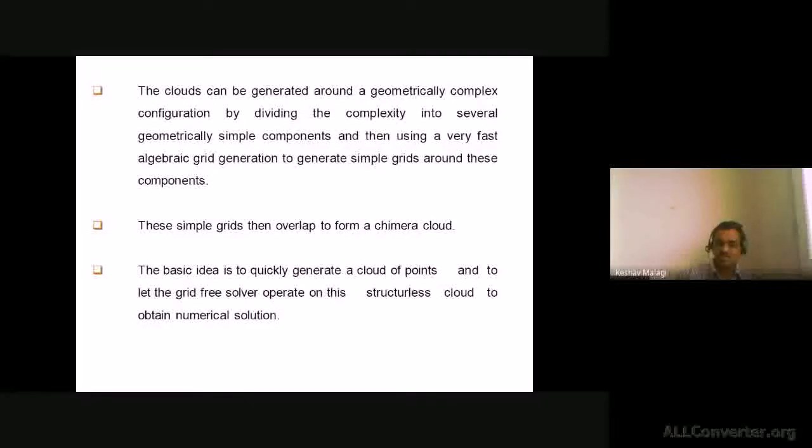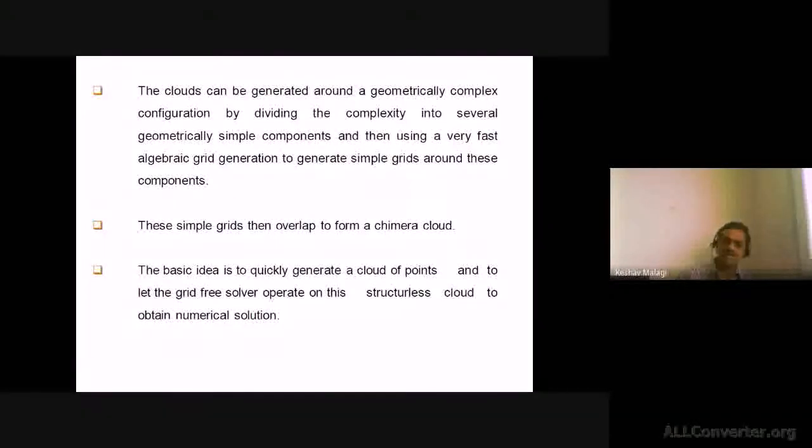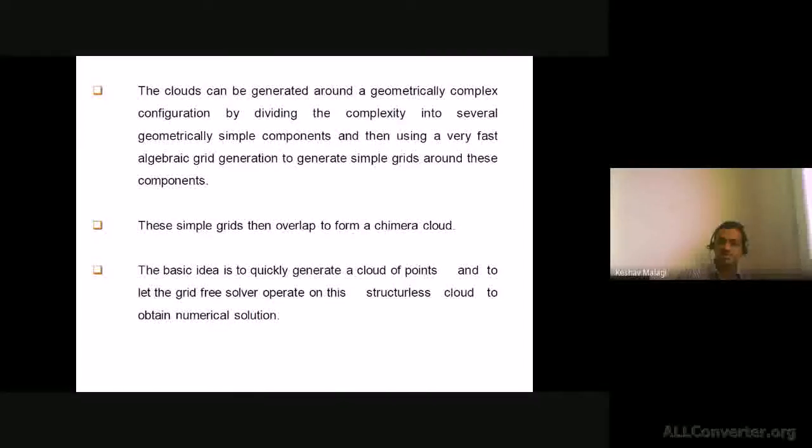They are called chimera clouds. In the finite volume, they call them chimera grids, where they have to worry about overlap and the solution transfer from each grid to other. Here we call it chimera cloud, but there is no worrying about transfer of data between the various kinds of point clouds. So the whole idea is you quickly generate a cloud of points, and all the burden is taken by the grid-free solver to solve on the structureless point cloud and obtain the numerical solution.